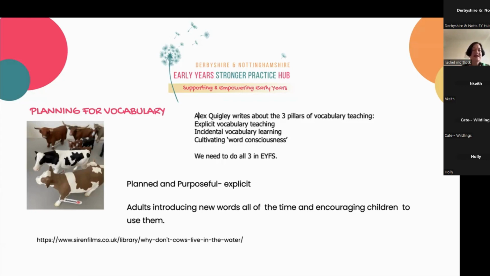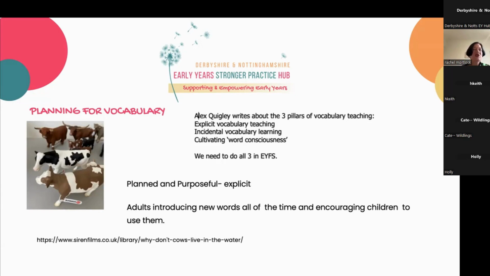And he talks about how we have to have three pillars of vocabulary teaching. We have to explicitly teach vocabulary to children. There's incidental vocabulary learning, and then there's cultivating that word consciousness and developing children's understanding of that. And we need to do all three of those in early years. And we need to have planned, purposeful and explicit vocabulary teaching.